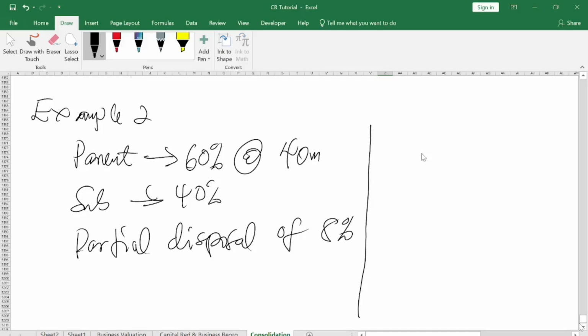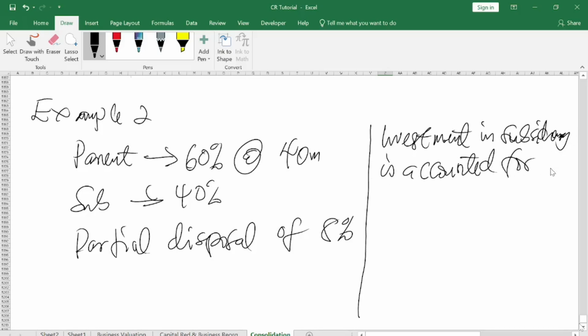In the question, they further stated something. They also said that the parent's investment in subsidiary, listen very carefully, the parent's investment in subsidiary is accounted for using what? IFRS what?